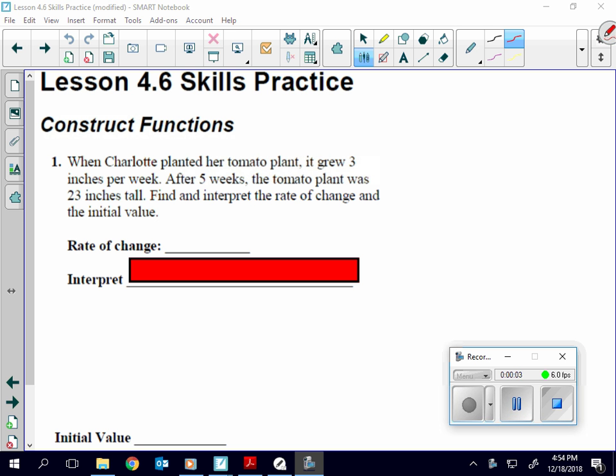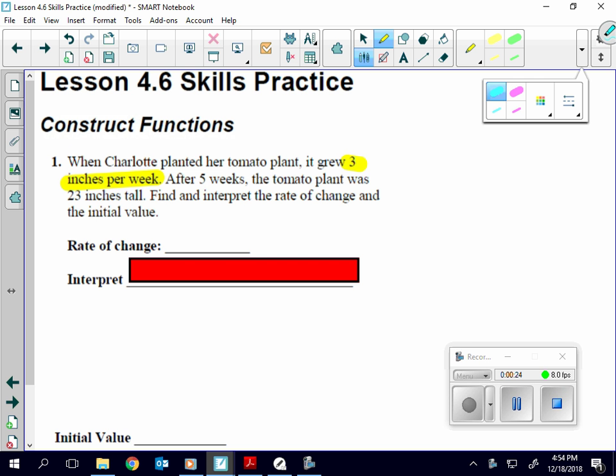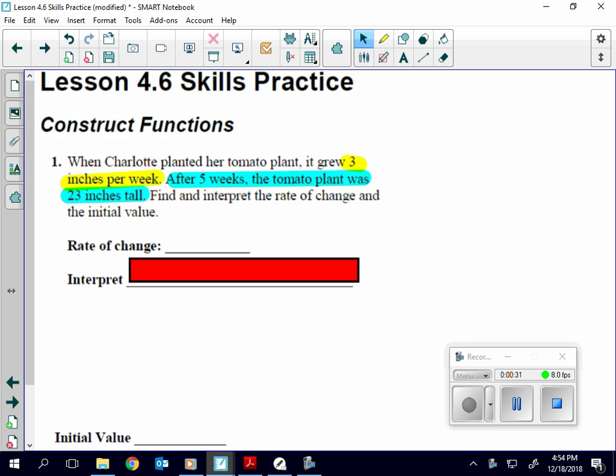This is lesson 4.6. We're at day 2 and we're constructing functions from word problems. Number 1, when Charlotte planted her tomato plant, it grew 3 inches per week. I'm going to highlight that, 3 inches per week. After 5 weeks, the tomato plant was 23 inches tall. Find and interpret the rate of change and the initial value.